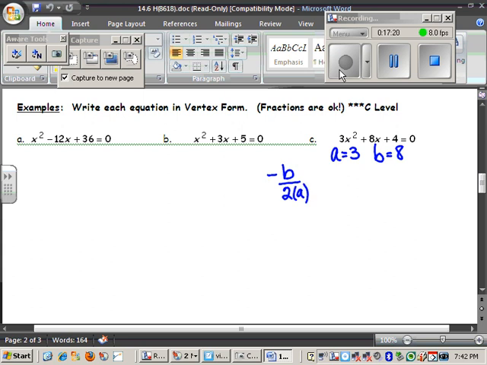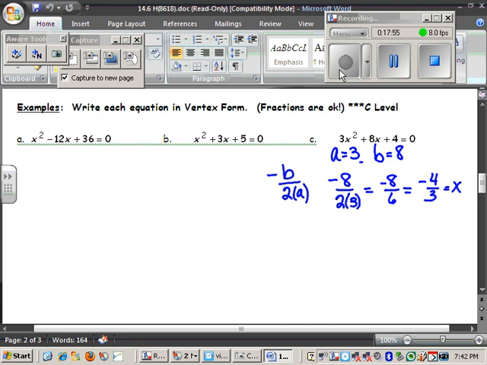And I have a tendency to move that negative up to the b, so it's just the negative fraction, but it doesn't matter where it's at. So now I'm going to have a negative 8 over 2 times my a value, which is 3. And that's going to be a negative 8, and 2 times 3 is 6. So it'll be negative 8 over 6, which 2 can go into both of those. So I would have a negative 4/3. And that's my x. My x of my vertex is negative 4/3.